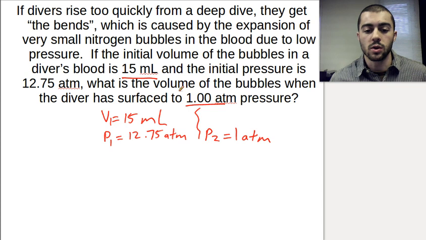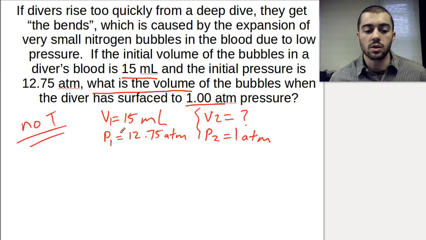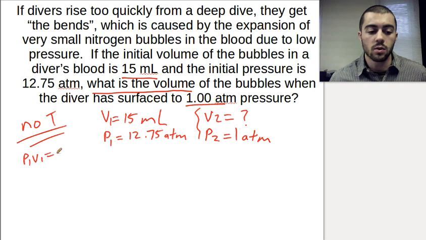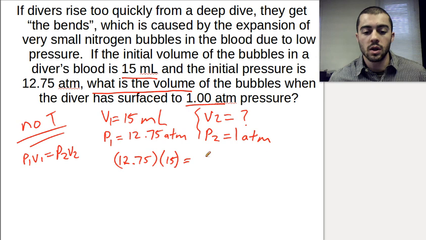So what we're solving for is what is the new volume of the bubbles after the diver has surfaced. So V2 is our unknown. So the variable we're missing here is, again, temperature. So we're not going to use temperature in this equation. It'll be P1 V1 equals P2 V2. So this will be 12.75 times V1, which is 15, equals P2, which is 1, times our V2, which is our unknown.